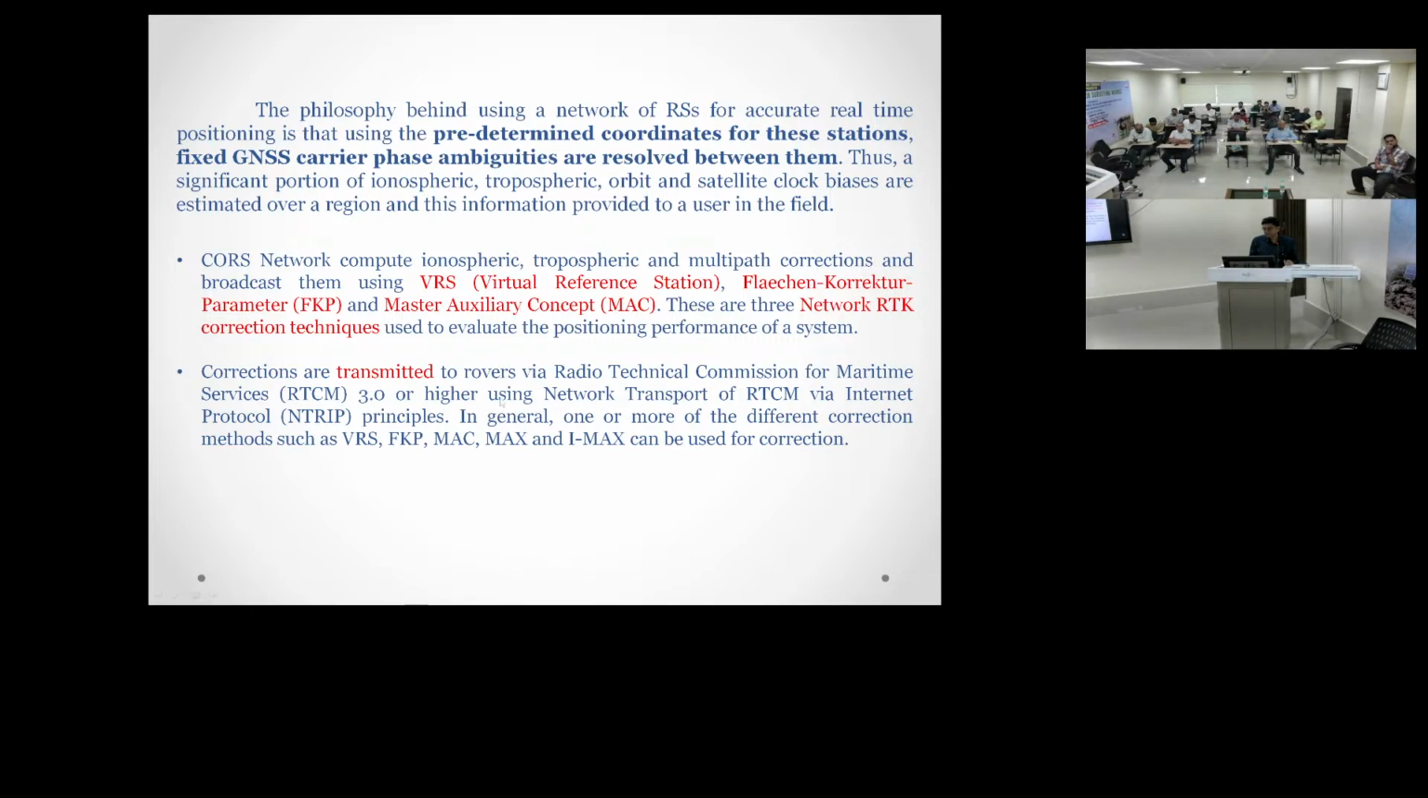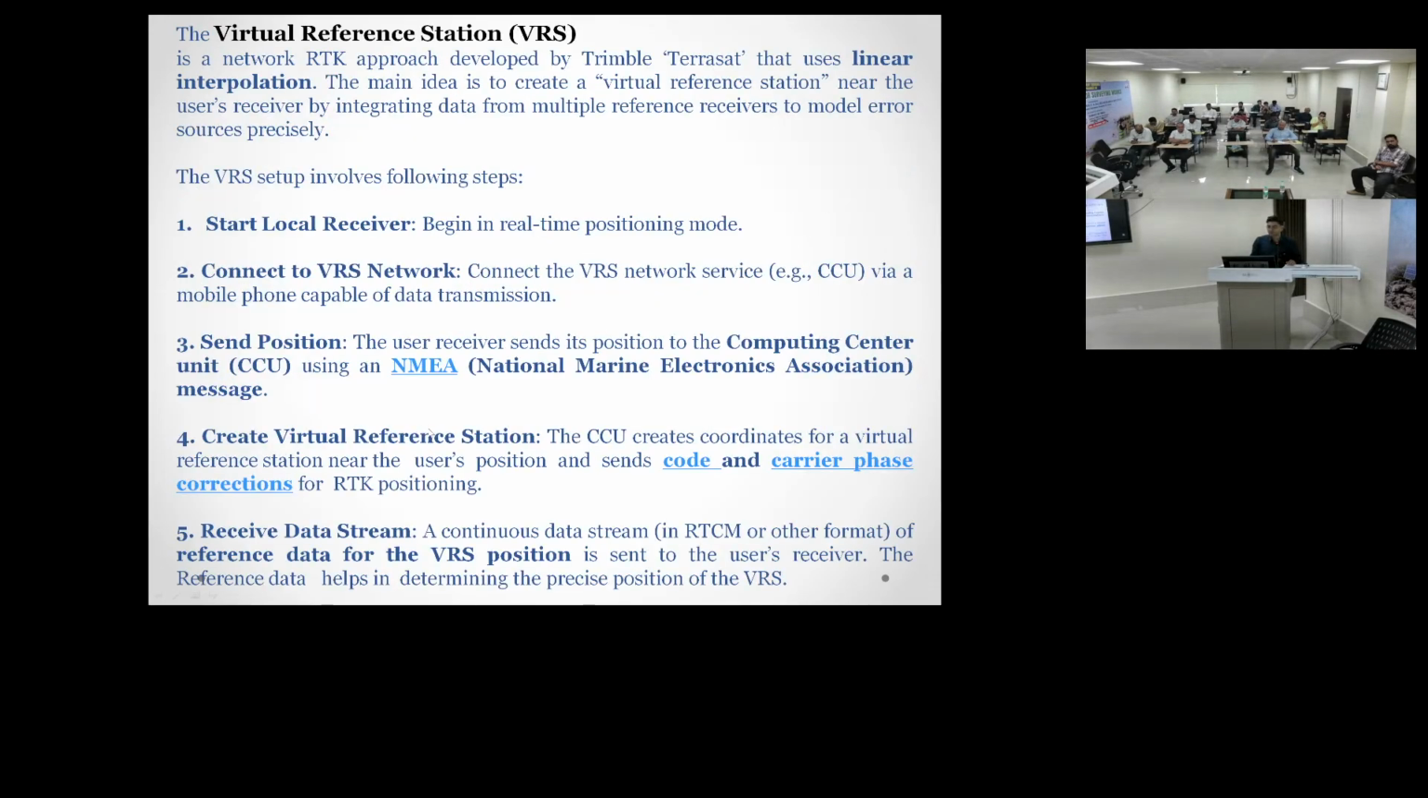Corrections are transmitted to rovers via Radio Technical Commission for Maritime Services 3.0 or higher, using network transport of RTCM via internet protocol principles. In general, one or more of the different correction methods such as VRS, FKP, MAC, MAX, IMAX can be used for correction. Any one can be used, but mostly we are using the VRS method. This has been mentioned. I will share the PPT also in that group.